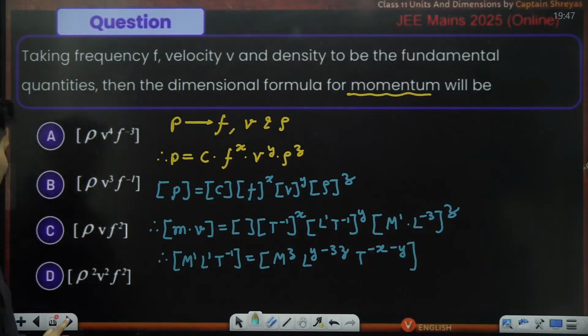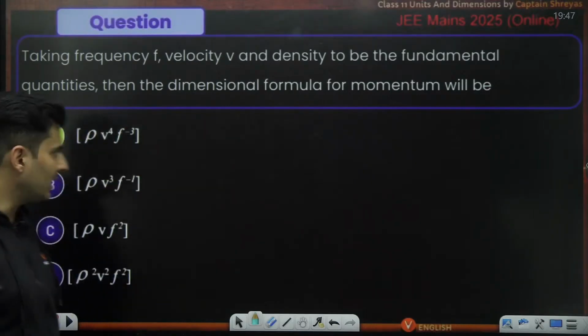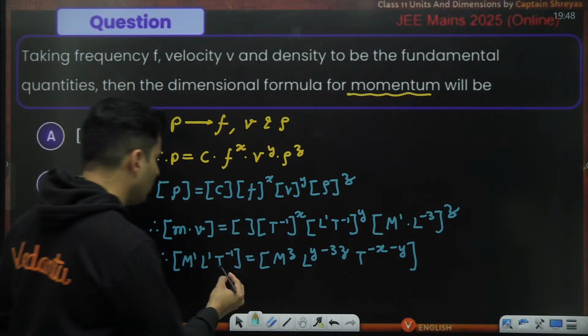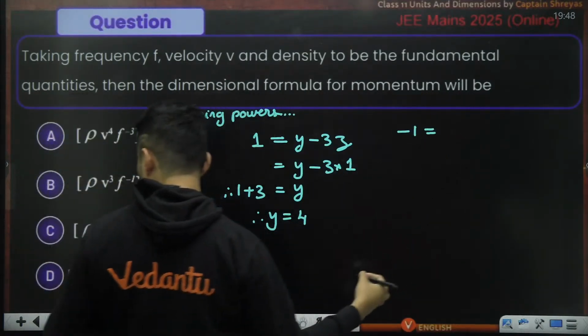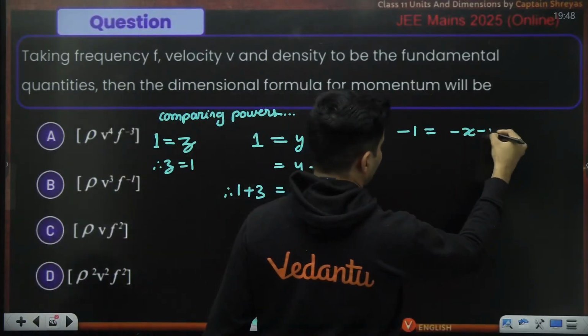So option A will be correct without even going ahead. Yes, it is correct. You don't even have to check the next one. Speed's power is 4. But if you still want to do it, time is raised to minus 1, and over here it is minus x minus y.